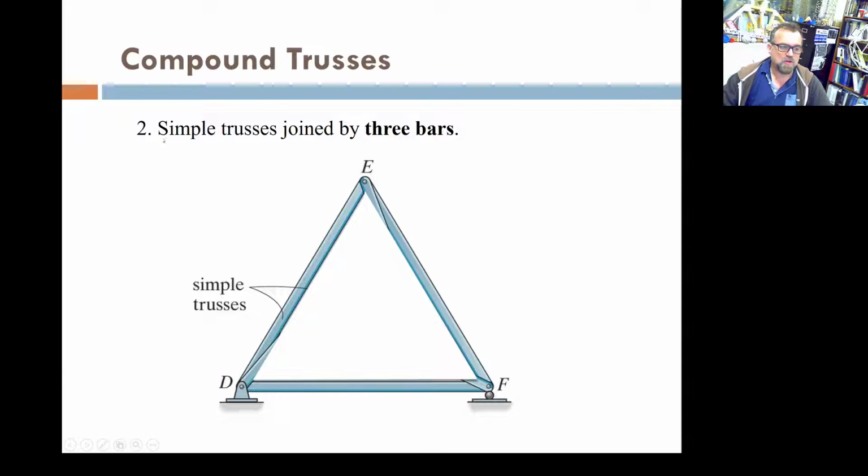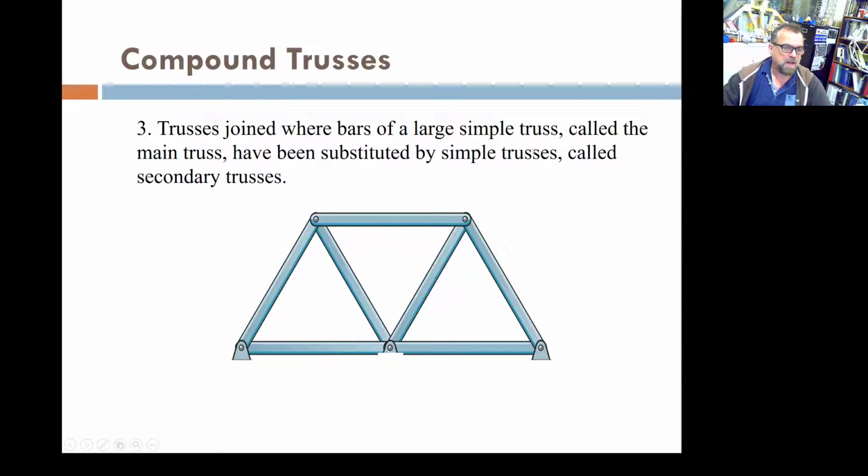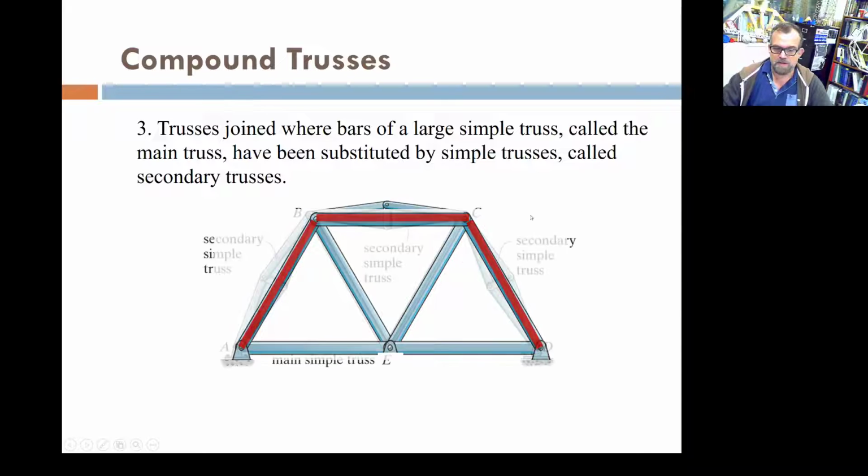Then you can also have simple trusses joined by 3 bars. You have a truss, you have a truss, you connect the trusses. There you go, compound trusses. Now be careful, because if these 3 bars are concurrent, you might have instability in that truss, and we're going to define instability in some minutes. Now you have another type of compound truss, in which several of these bars are replaced by trusses, something like that.